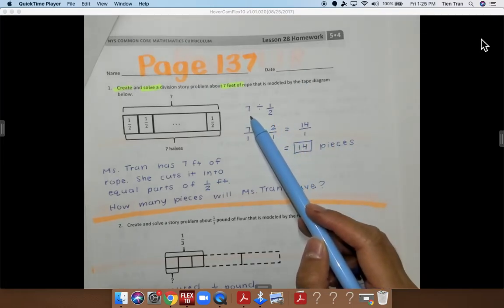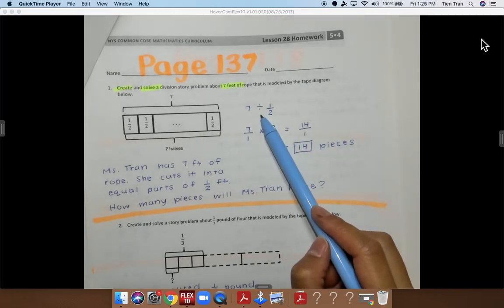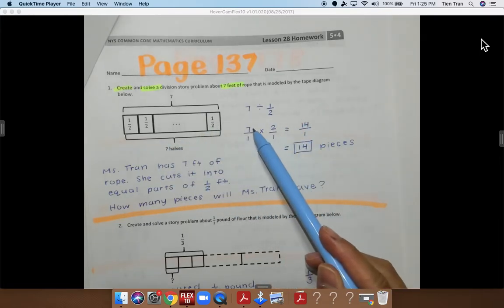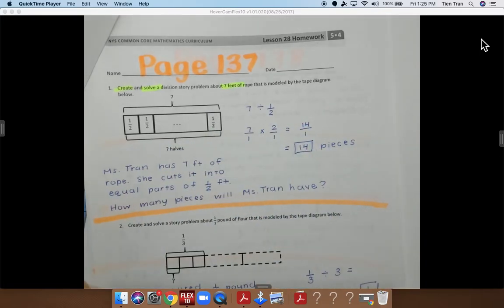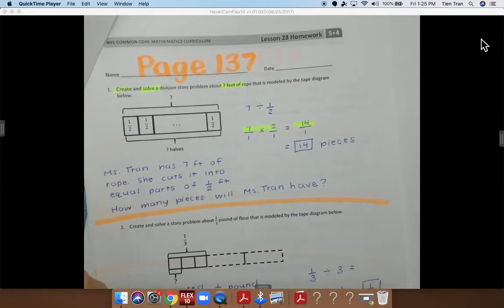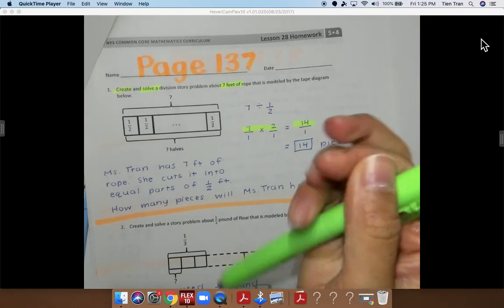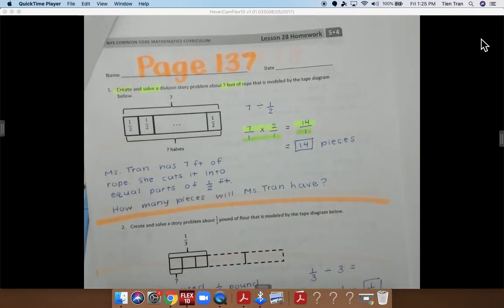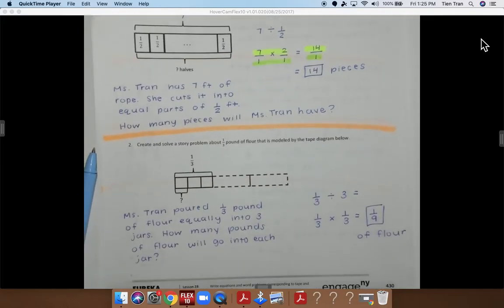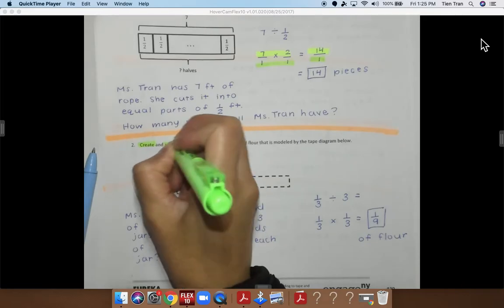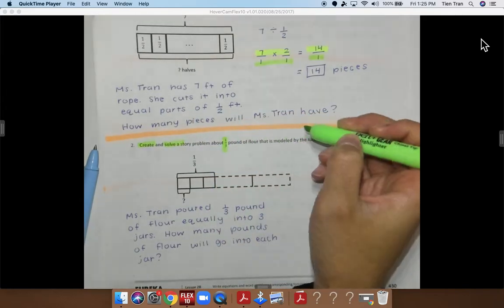So what I did here was I have 7 feet of rope and I divided it by 1/2. So I have 7 times 2, which is equal to 14. And then I have 1 times 1, which is equal to 1. So my answer is 14. Okay?